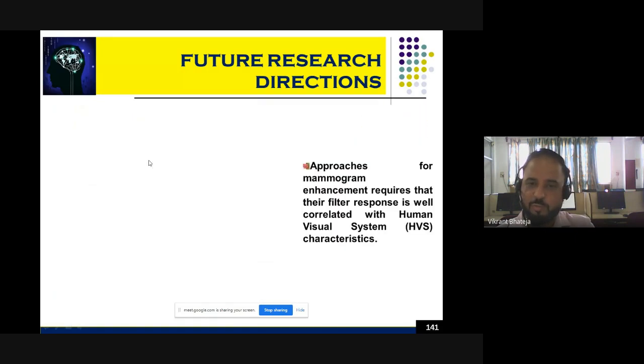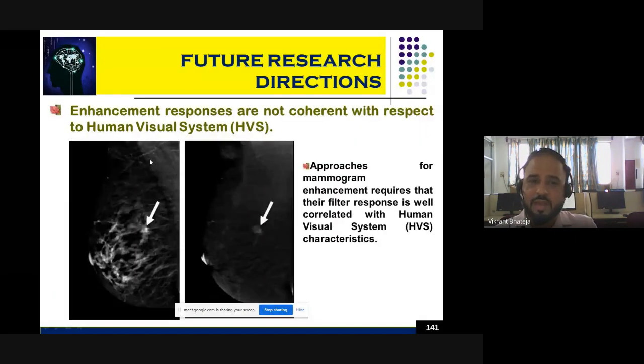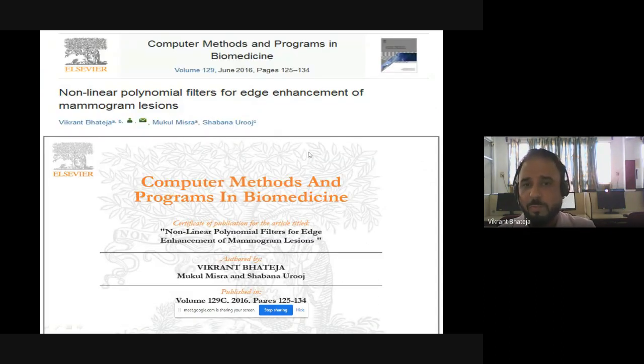Then again, as I have told, you have to assess that the response obtained from this particular filter is not just giving you values in terms of the quality metrics, but is also giving you a response in coherence with the human vision system. That is also important.